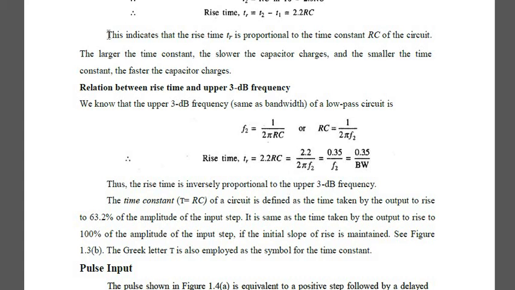Here the rise time TR is directly proportional to the time constant RC. So what we are saying is, if the time constant is larger, the capacitor charges slowly, and the smaller the time constant, the capacitor charges faster. Here the time constant T equal to RC of a circuit is defined as the time taken by the output to rise to 63.2% of the amplitude of the input step. So it is the same as the time taken by the output to rise to 100% of the amplitude of the input step, if the initial slope of the rise is maintained.